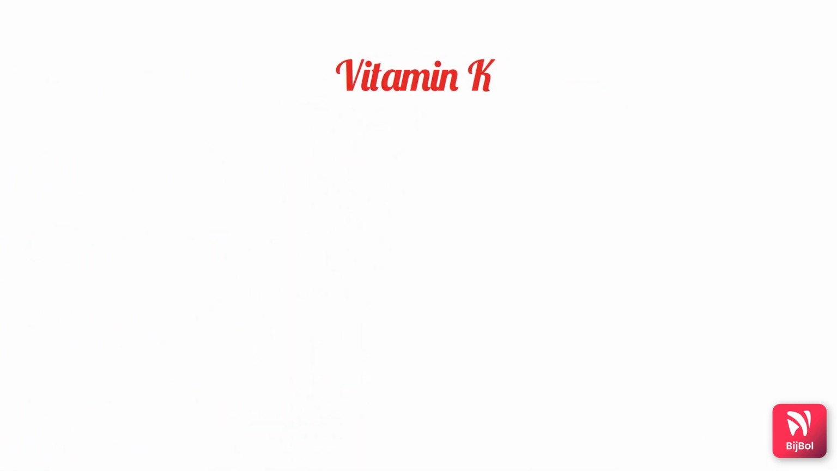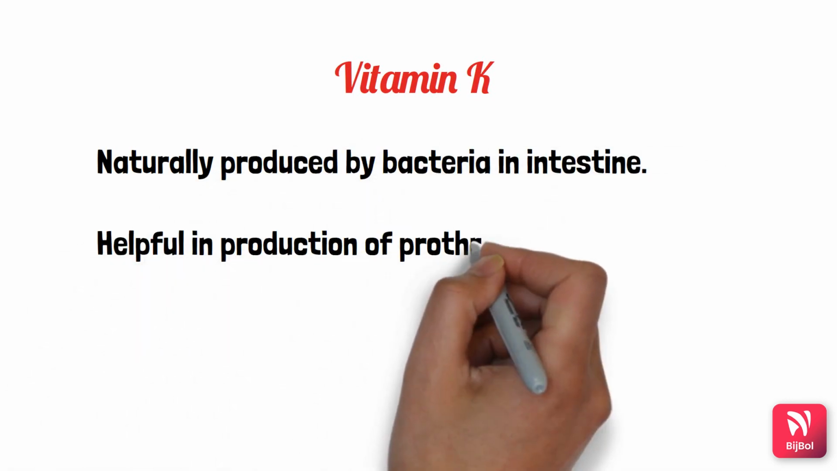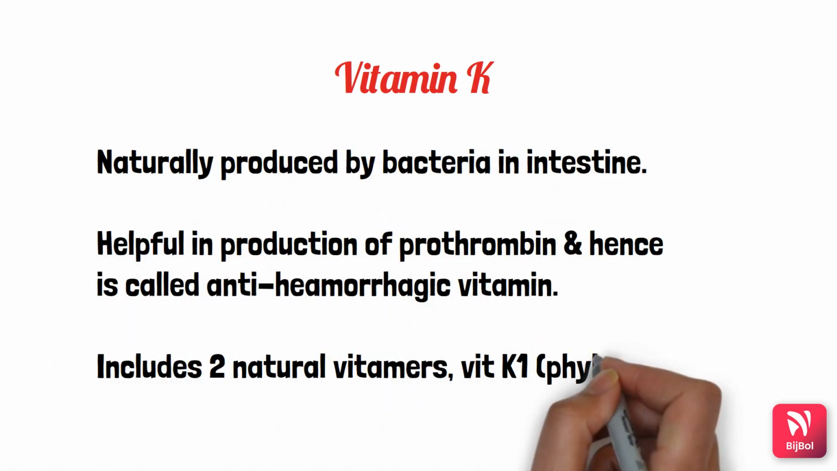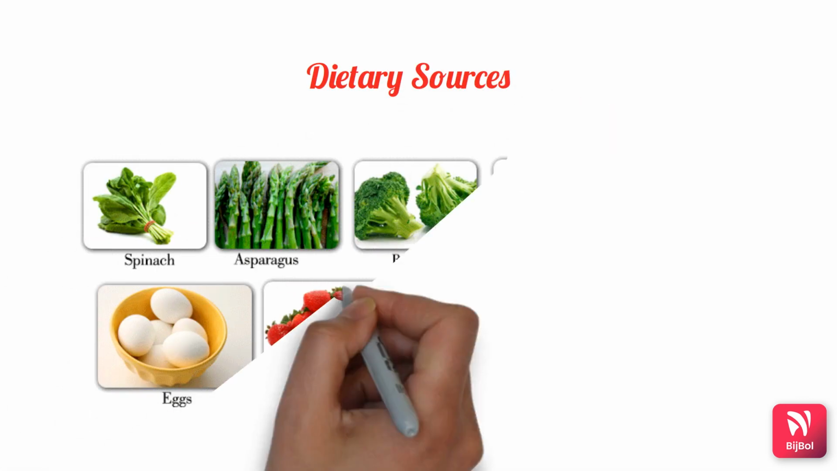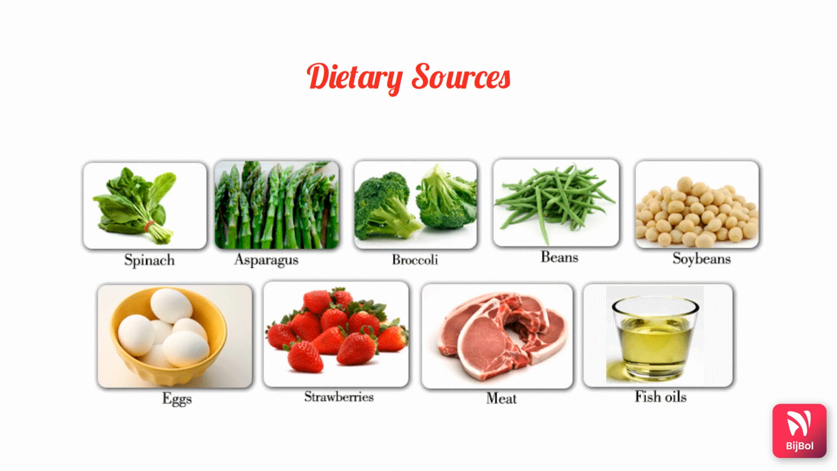Now let us discuss the last fat-soluble vitamin, that is vitamin K. This vitamin K is naturally produced by bacteria in the intestine. It's helpful in the production of prothrombin and hence it is called the anti-hemorrhagic vitamin. It includes two natural vitamins that are vitamin K1, phylloquinone, and vitamin K2, menaquinones. So these are the two natural vitamins. Coming to the dietary sources, these include spinach, asparagus, broccoli, beans, soybeans, eggs, strawberries, meat and fish oils.